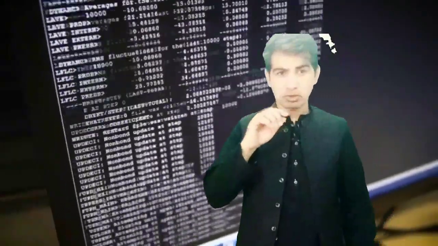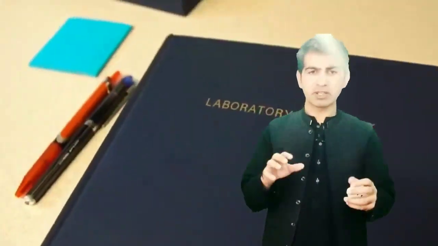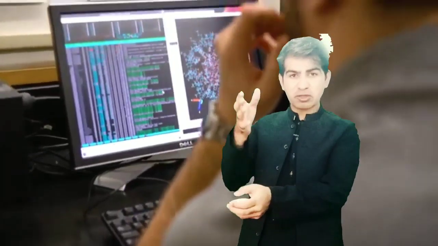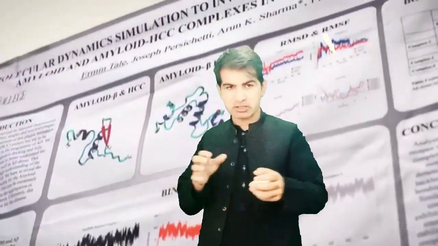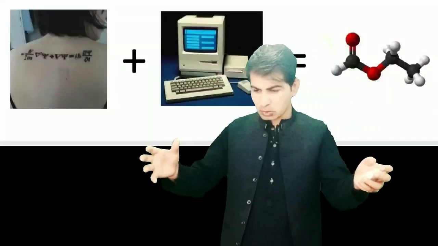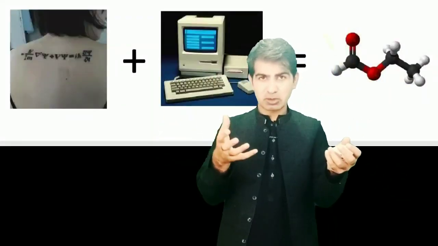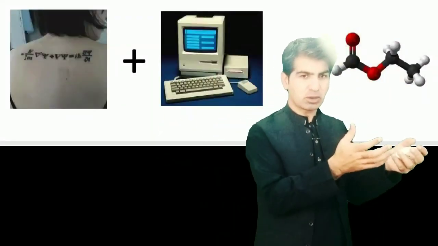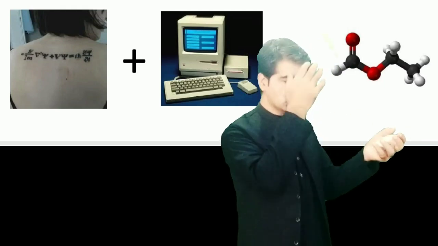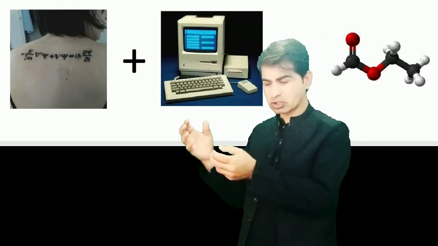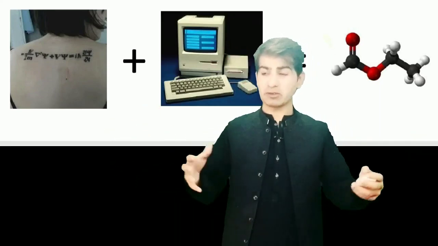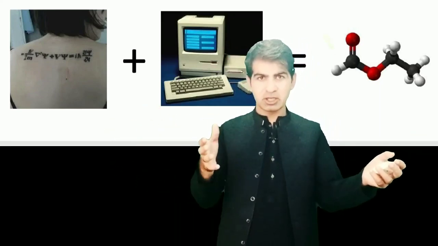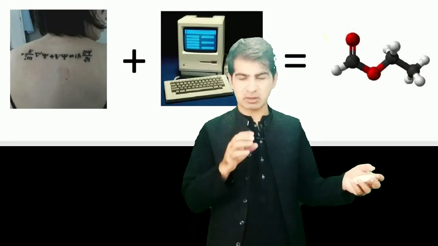So what is computational chemistry? Computational chemistry relies on the results of theoretical chemistry and computer science. These two are necessary for the computational chemist. If you don't know about computation and computer programs, or you don't know about chemistry, and you lack either of these two, it means you can't be a good computational chemist.